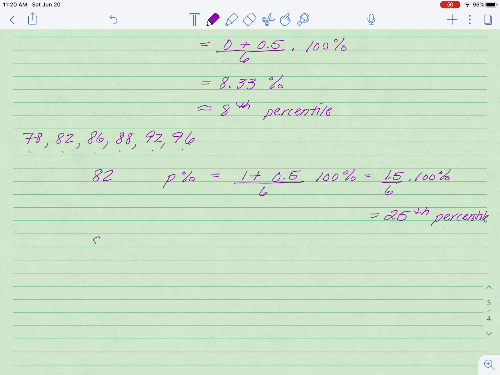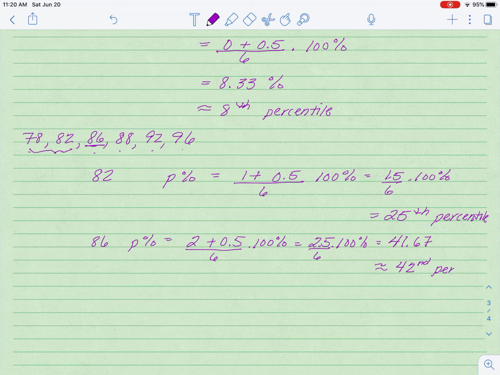Okay, now we're going to do it for 86. So the percentile rank of that, if we look at 86, there are 2 numbers below it. So we're going to go 2 plus 0.5 over 6 times 100%. So that's 2.5 over 6 times 100% equals 2.5 divided by 6 times 100, which is 41.67. And so I'm going to round up because that's the closest percentile. So that's 42, the 42nd percentile.